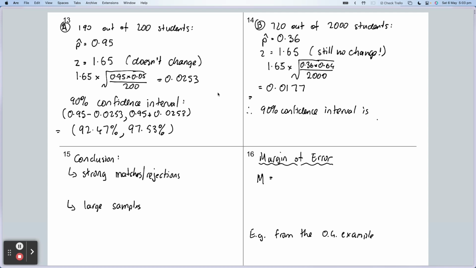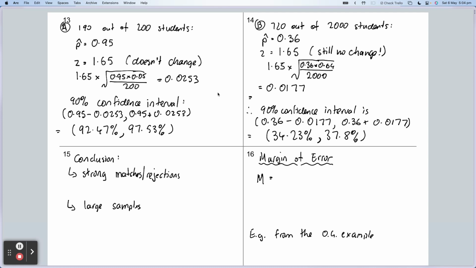Okay, so what's the 90% confidence interval in this instance then? Well, it's going to be 0.36 minus 0.0177, comma, 0.36 plus 0.0177, which in percentage terms, you don't have to keep it as percentages, I just kind of like to see it as percentages, is 34.23% to 37.8%. How good is that?